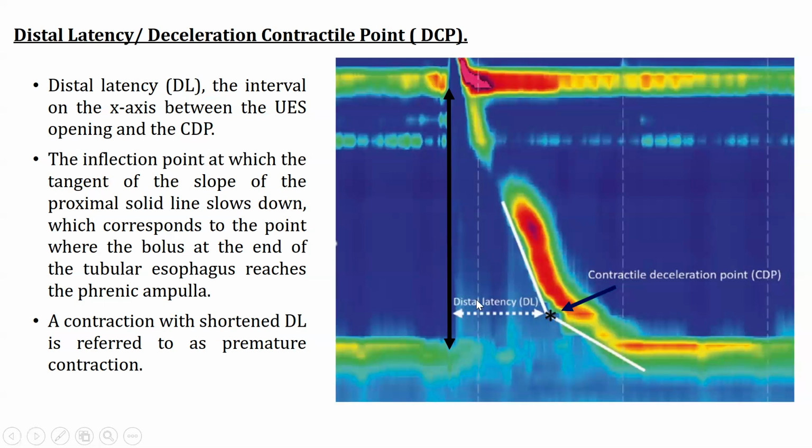So what is the indication for distal latency? It should be above 4.5 seconds. If it is below 4.5 seconds, it means we have a premature swallow.